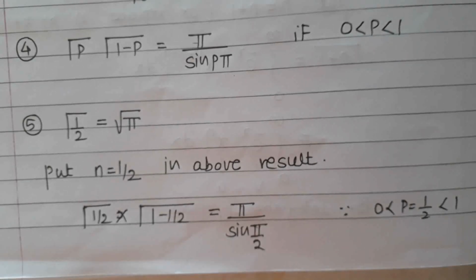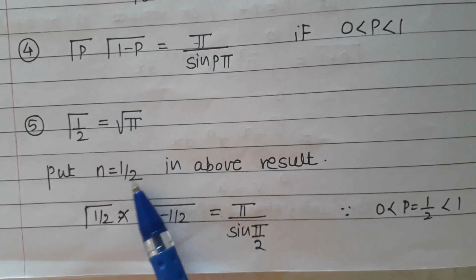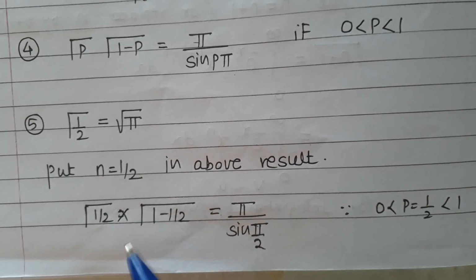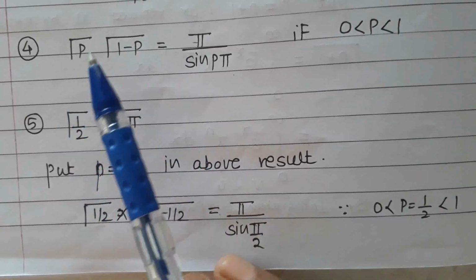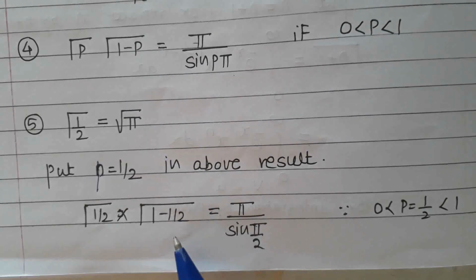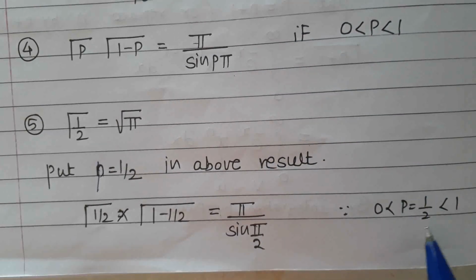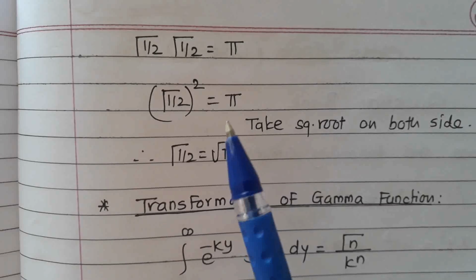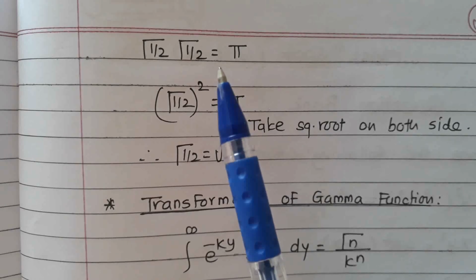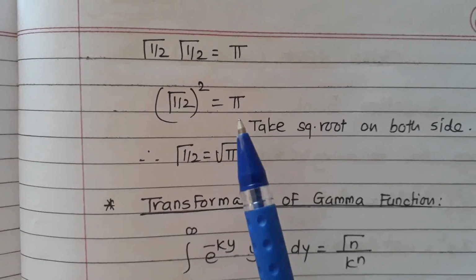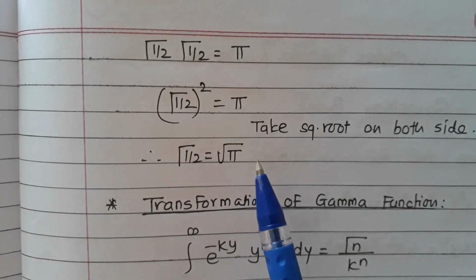Property number 5: value of gamma 1/2 is equal to root pi. In the above property, instead of n, you can say the value of p is equal to 1/2. So this becomes gamma 1/2 into gamma 1 minus 1/2 is equal to pi upon sine p pi. This property is applicable because the value of p, 1/2, lies between 0 and 1. In the earlier step, gamma 1 minus 1/2 is gamma 1/2. So gamma 1/2 square is equal to pi. And if you take the square root on both sides, you can write the value of gamma 1/2 is equal to root pi.